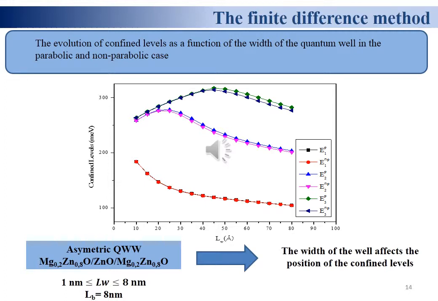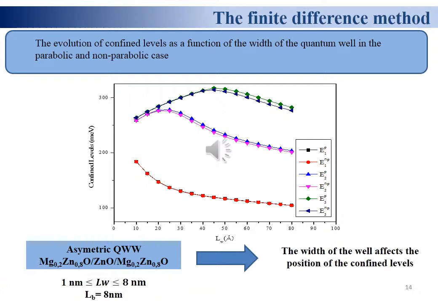Our results show the evolution of confined levels as a function of the width of the quantum well in the parabolic and non-parabolic cases. As shown in the figure below, the non-parabolic band has a very important effect on lowering the position of confined levels. The confined levels are relatively sensitive to variation in the width of the barrier, in particular for low barrier widths. The position of the fundamental level and the first excited level located below Vs increases when the barrier is widened. On the contrary, those located above Vs descend in energy.